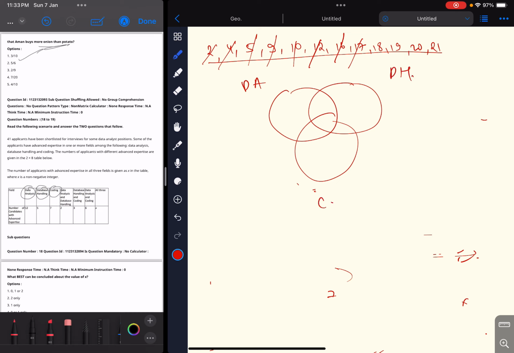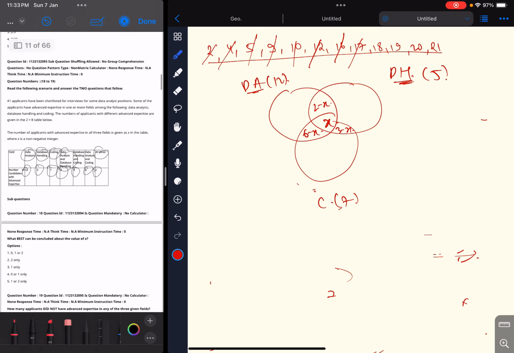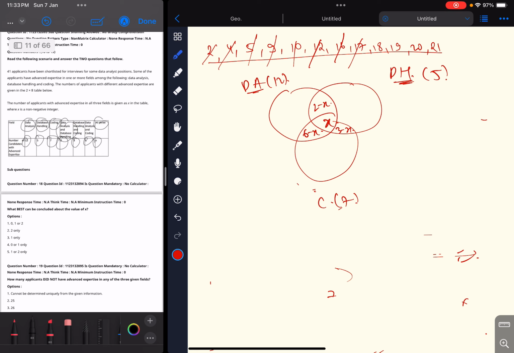Okay, so total data analysis is 12, total data handling is 5, total coding is 7. Now all 3 values given us as x. Now it is given that data analysis and data handling, so analysis and handling, this is 2. So this region will be 2 minus x, right? This is 3, DH and coding. So this will be 3 minus x, and this is 6. So this will be 6 minus x. Okay, now the question is, which of the following can be best concluded of x?